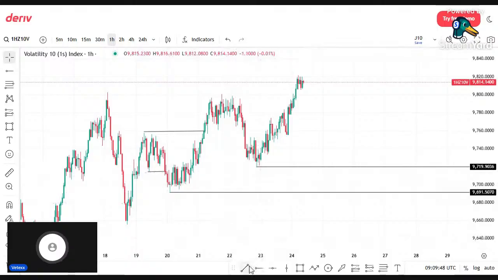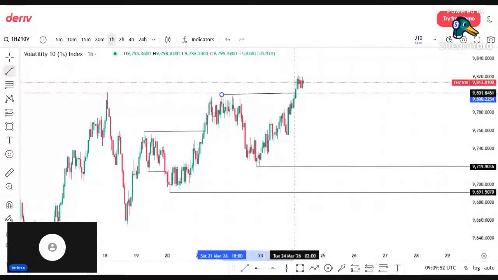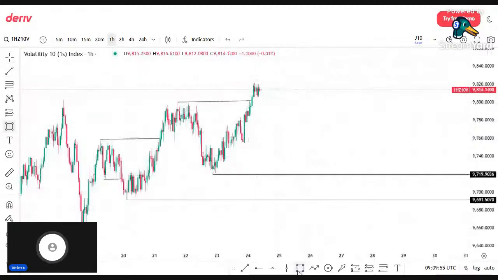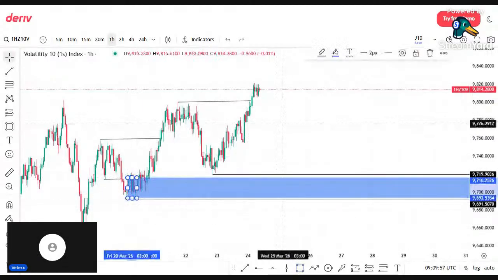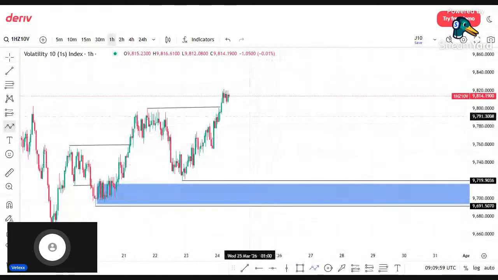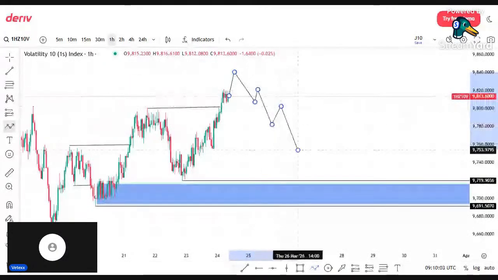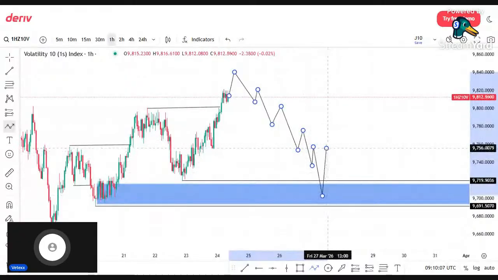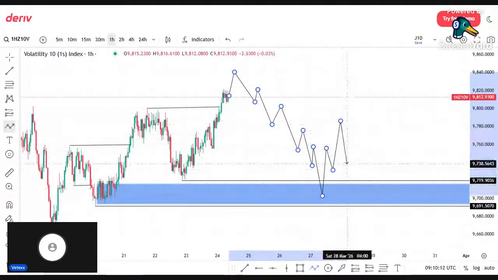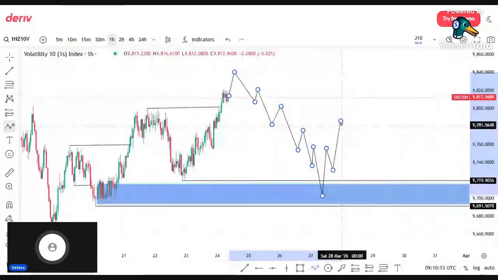And rule number four, which is the second break of structure, which is this. So this becomes our point of interest. Now we are anticipating price to come into this zone, tap into this zone, give us a continuation. All right. Tap into this zone, give us a continuation this way.